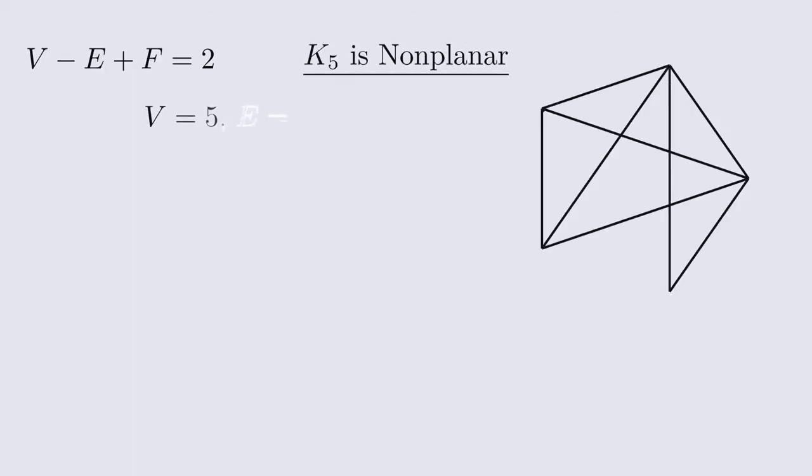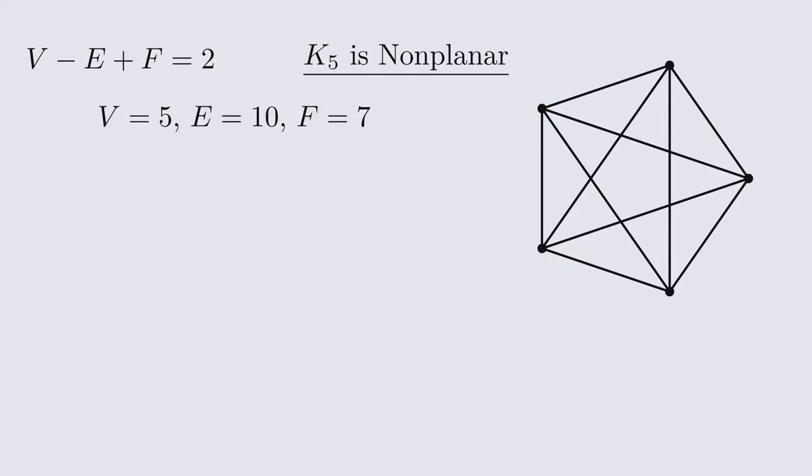How can we use this fact to show that K5 is non-planar? Well, if we can show that K5 violates Euler's identity, then we know it must be non-planar, because all planar graphs satisfy it. Suppose K5 was planar. Then we know that V equals 5 and E equals 10, because K5 has 5 vertices and 10 edges. Using Euler's identity, we know that F equals 7, because F equals 7 is the number that satisfies V minus E plus F equals 2, Euler's identity.